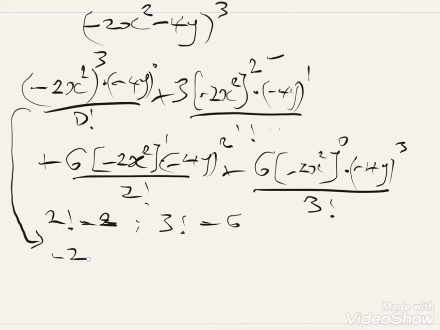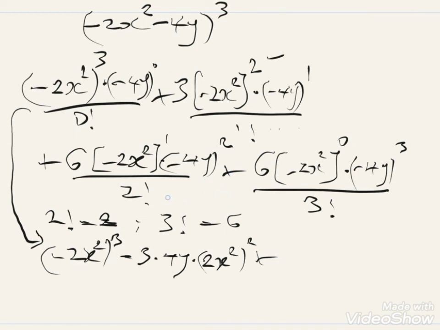(-2x²) raised to the power 3. Then please be careful. Here is 1 factorial, which is also 1. Then I have 3 here, I have 4 here. This will be minus times plus is minus. So I have 3 times 4y times (2x²) all squared. Okay, then plus, again I come here, (-4y) all squared is 16y².